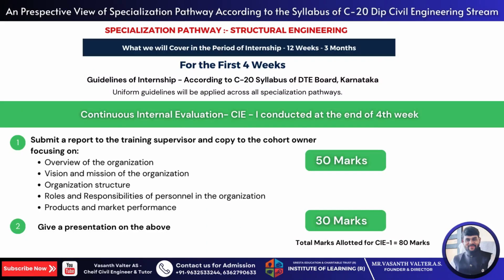Uniform guidelines will be applied for all the specialization pathways. See here, the first one: submit a report to the training supervisor and copy to the cohort owner, focusing on first, overview of the organization; second, vision and mission of the organization; third, organization structure; fourth, roles and responsibilities of personnel in the organization; and fifth, product and market performance. That is about 50 marks. The second one is to give a presentation on the above. That is about 30 marks. The total allotted marks for CIE 1 is about 80 marks.